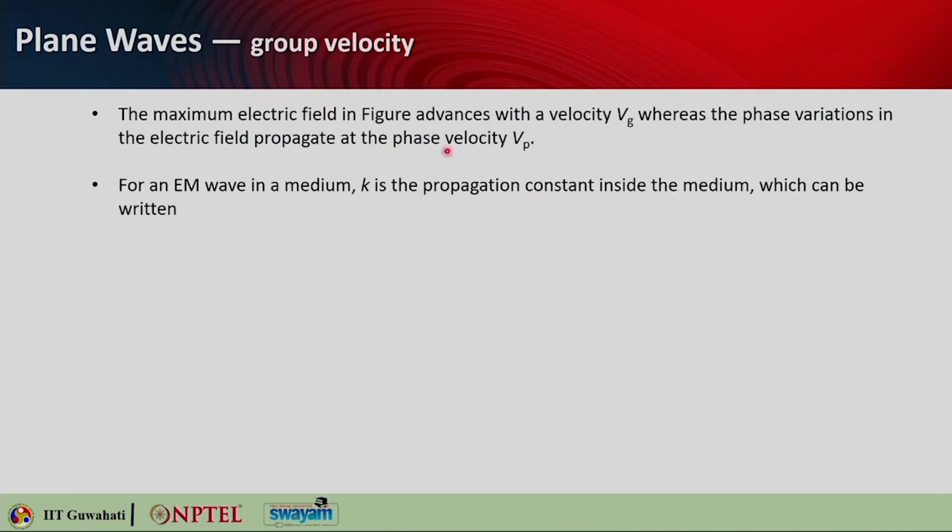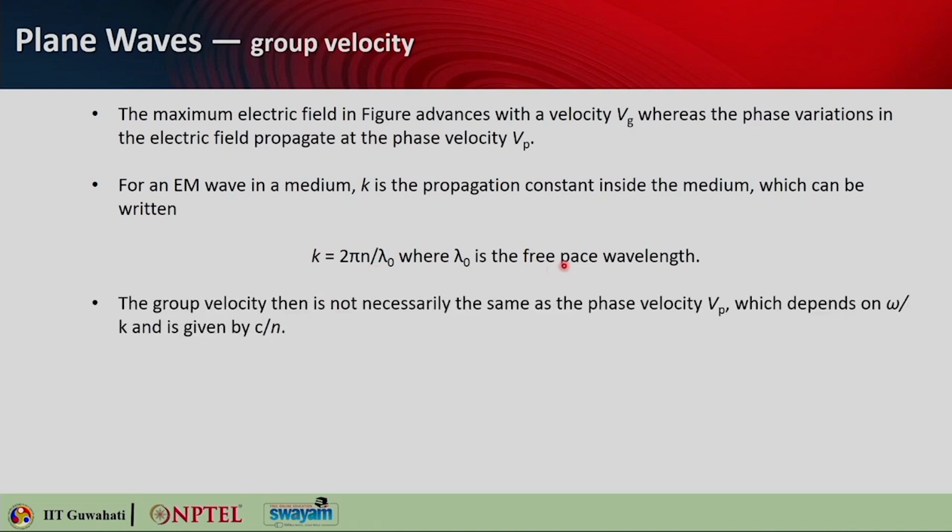So as I mentioned, in vacuum or air, group velocity is same as phase velocity. This we have already seen, that the maximum electric field in that figure advances with the group velocity of Vg, whereas the phase variations in the electric field propagate with phase velocity of Vp. Now for an electromagnetic wave in a medium, k is the propagation constant inside the medium. So it can be written as k equals 2 pi n over lambda naught. What is n? N is the refractive index of that medium, and lambda naught is the free space wavelength. There is a typo here, it is space, okay. So the group velocity then is not necessarily the same as the phase velocity Vp, omega by k, which is given by C by n, okay.